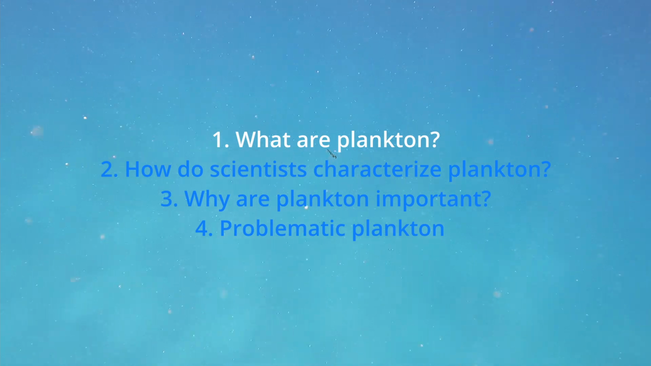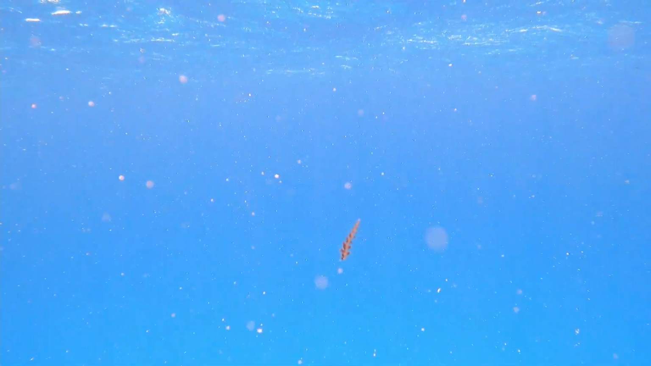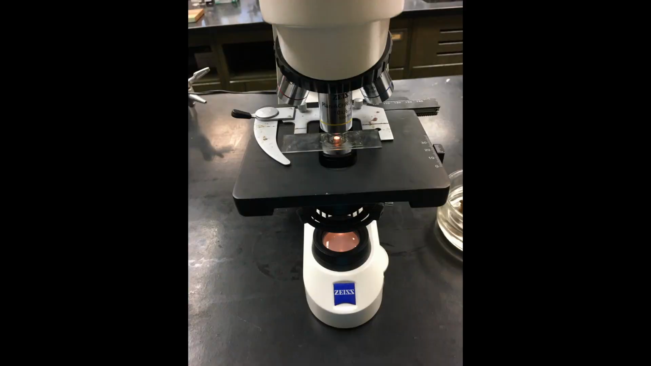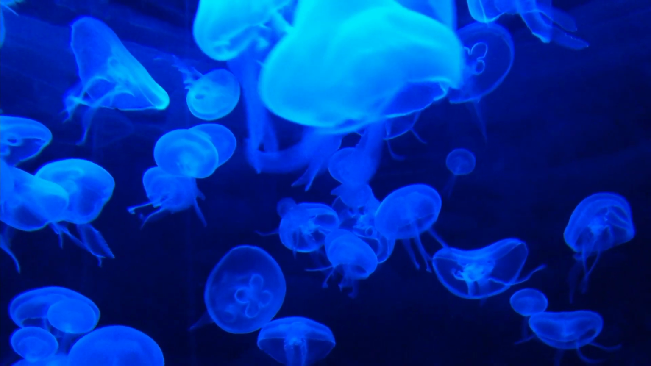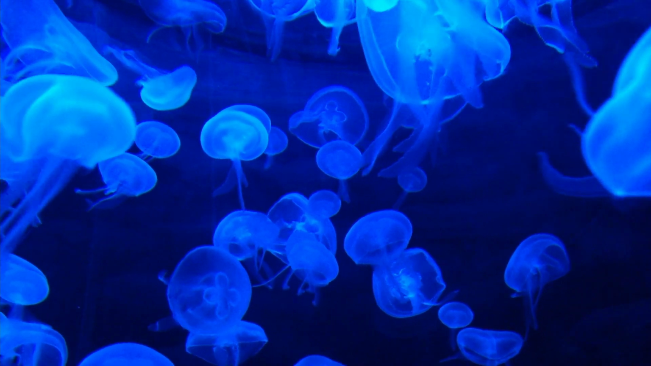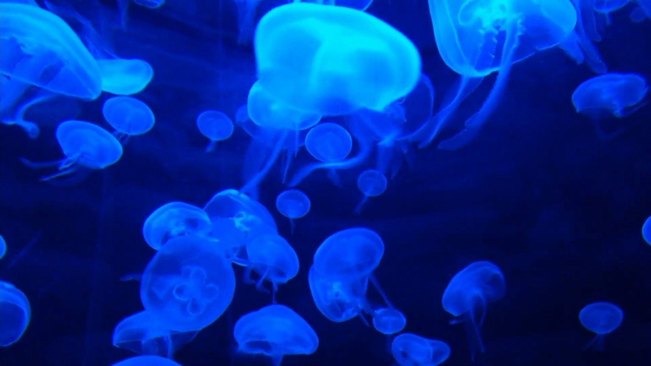What are plankton? Plankton comes from the Greek word for drifter or wanderer. Scientists use this term to describe organisms that move via tides and currents because they cannot move against them. Most plankton are microscopic, although there are some examples of larger plankton, including animals like jellyfish.